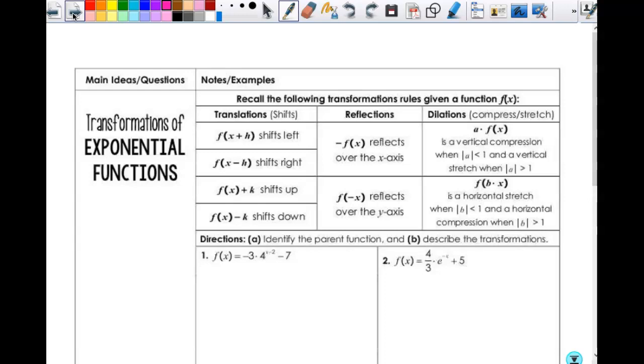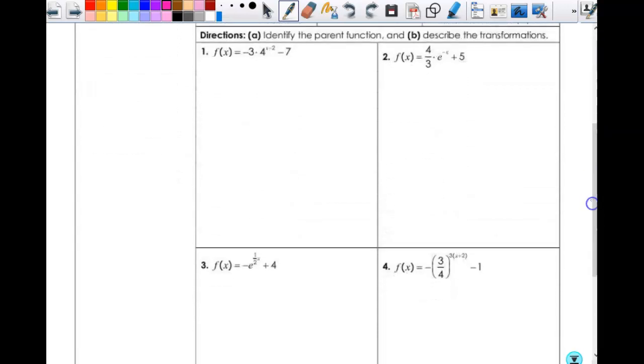As long as you know that x plus something is going to shift it to the left and x minus something is going to shift it to the right, that's all that really matters. So whether it's H or K or C or D or whatever, it's still the same process. So I just wanted you to know that it's the same either way. Okay, so let's identify. The first thing we have to do is identify the parent function.